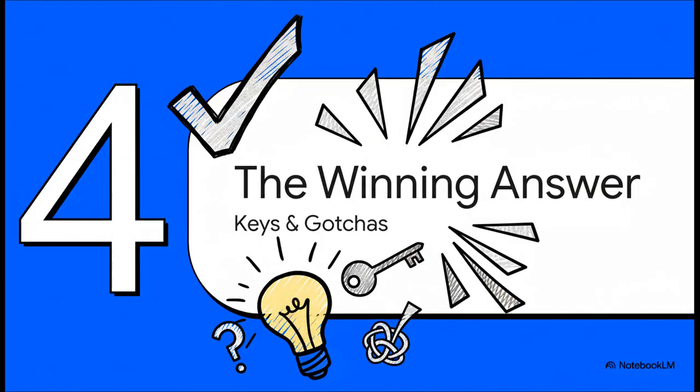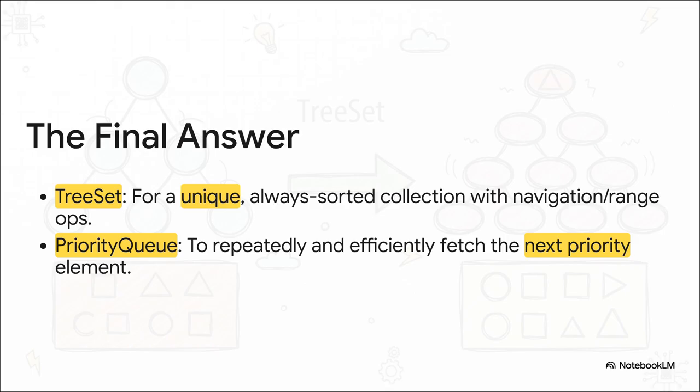Okay, let's take everything we've just learned and boil it down into that perfect, confident answer that's going to make you look like a star in that interview. Here it is. This is the summary you can deliver with total confidence. You choose a TreeSet when you need a collection of unique items that must be sorted at all times, especially if you need to do powerful searches or navigate through it. You choose a PriorityQueue when your main job is to pull the next highest priority item off the top over and over again as efficiently as possible.